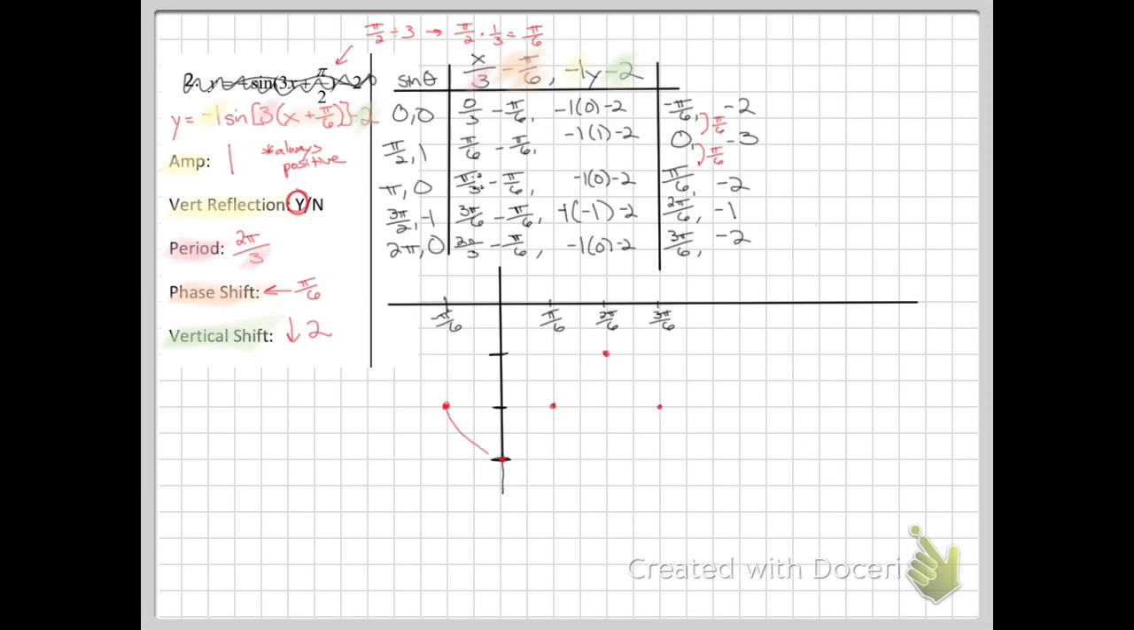And then try to make it curvy like a wave, a sine graph function. Remember, it repeats. This would go on forever. You don't need to draw that.